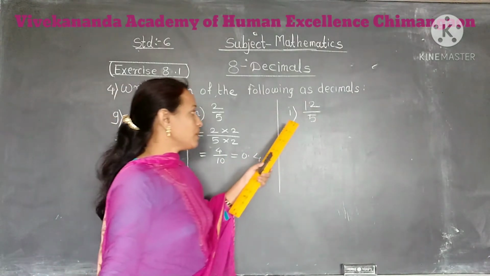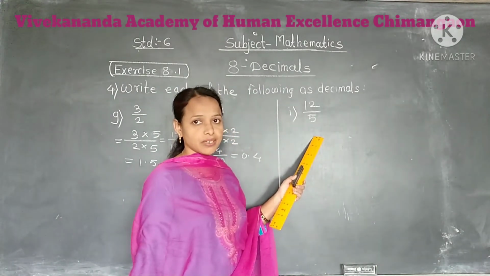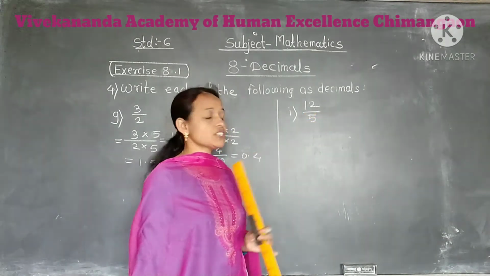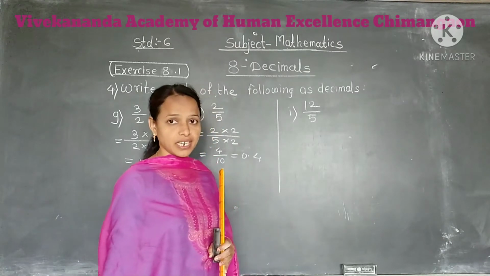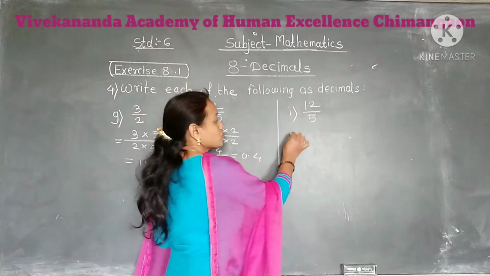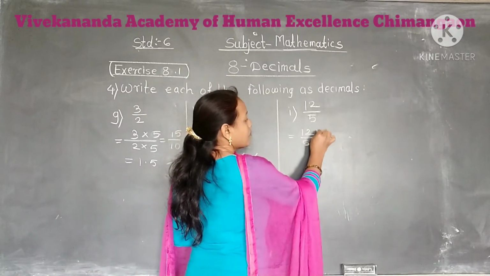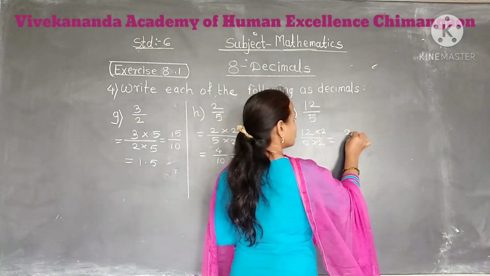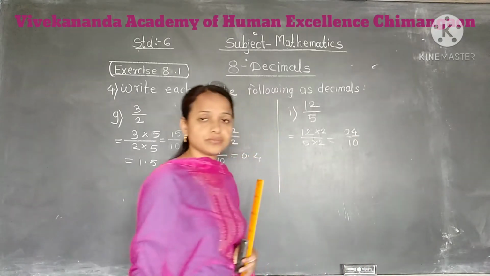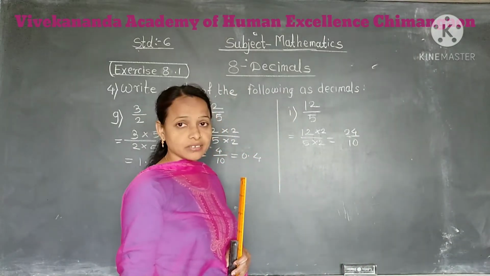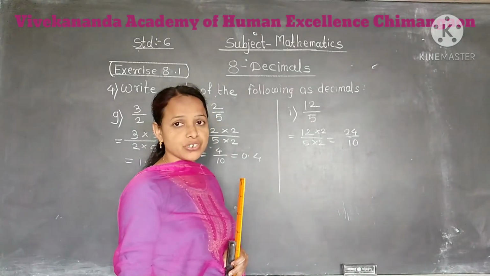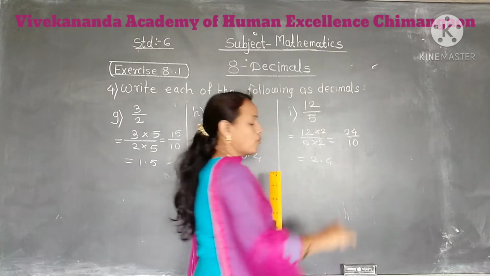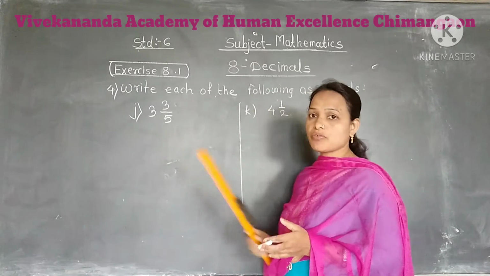Next example, 12 upon 5. Here also the denominator is 5, but to express a decimal we want denominator 10. So we express 12 upon 5 as the equivalent fraction with denominator 10 by multiplying by 2. We multiply 12 and 5 by 2. 12 twos are 24 and 5 twos are 10. So we get denominator 10. We write the decimal representation of 24 upon 10 as 2.4.